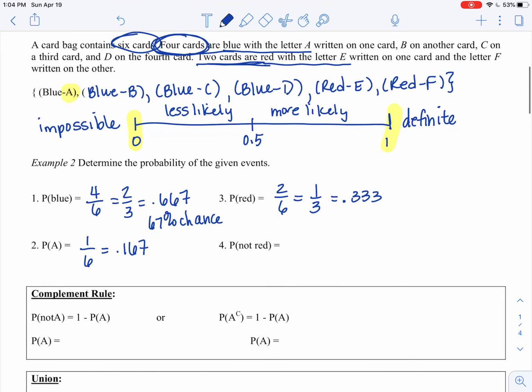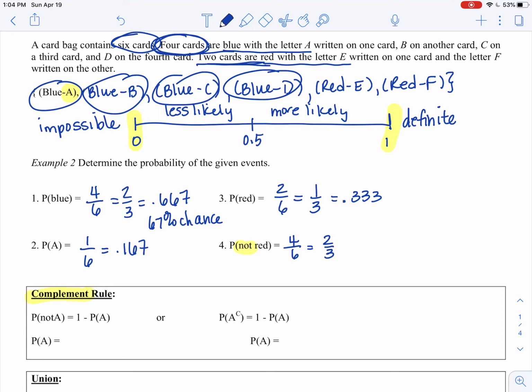So we're now going to talk about something called complements. And with complements, you're going to connect it in your head with the word not. So this is saying, what's the probability that if I pick a card out of this bag, the card is not going to be red? Okay, so if you think about it, I have 2 cards that are red, right? If you look up here, that means I have 1, 2, 3, 4 cards that are not going to be red. So I could say, all right, that's going to be 4 out of 6, or 2/3. Or another way that I could look at it is to use the complement rule like I have below.